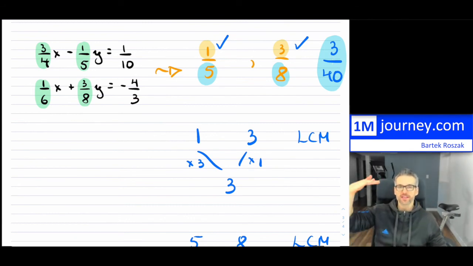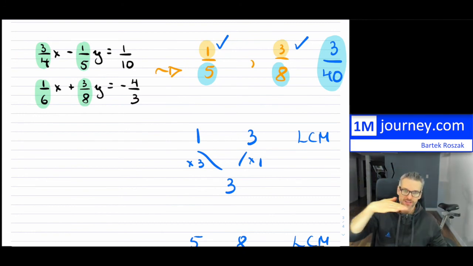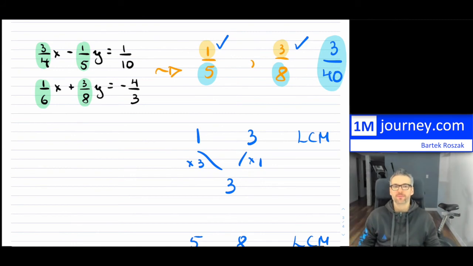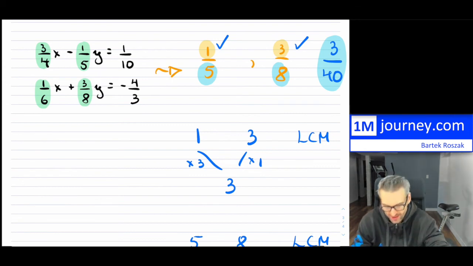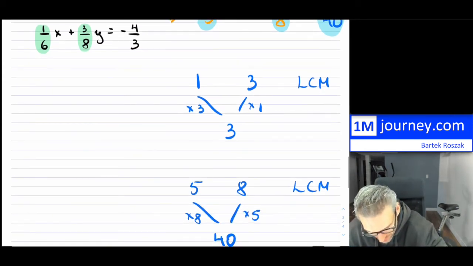You create it by finding the lowest common multiple between your numerators, and you find your lowest common multiple between your denominators, like finding a lowest common denominator. All right, and you have that. And now you multiply each line by the corresponding values.